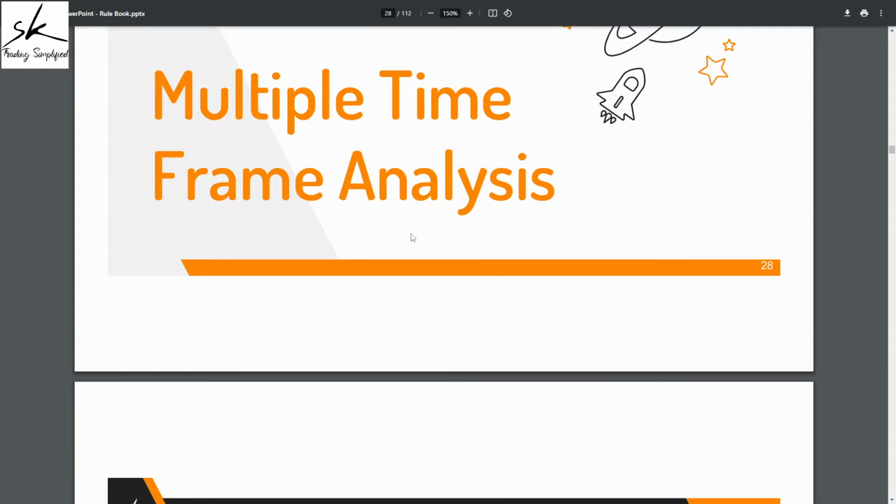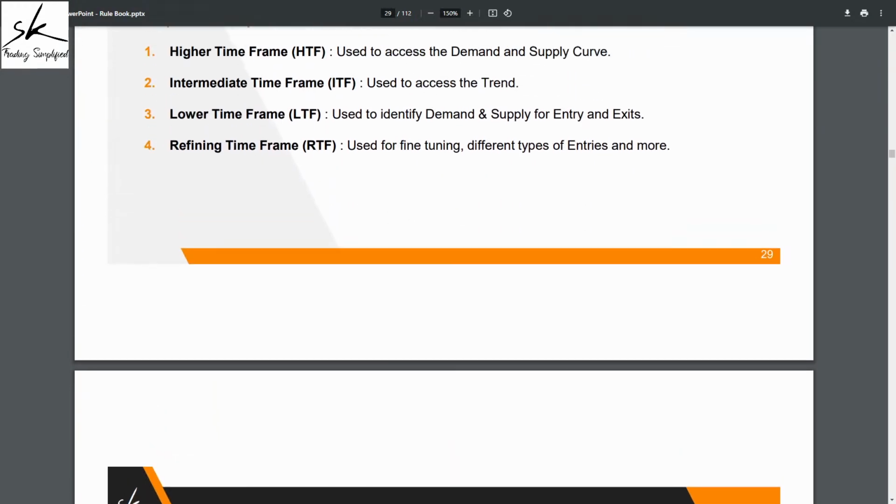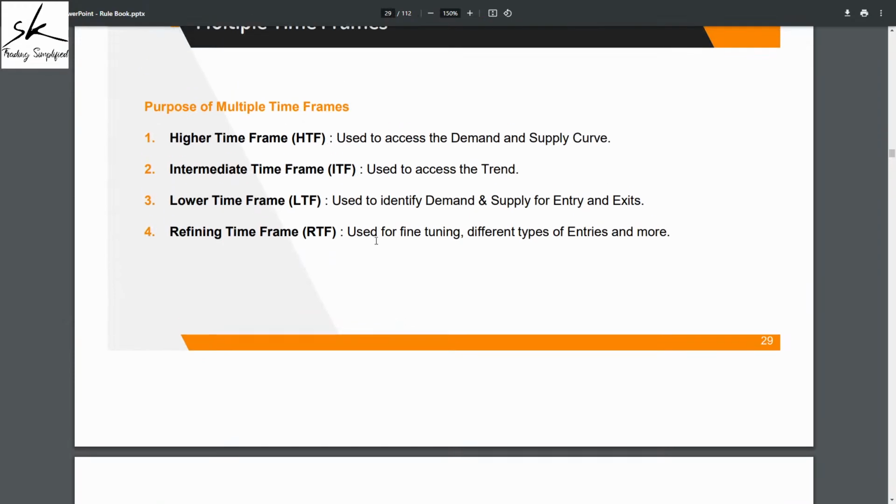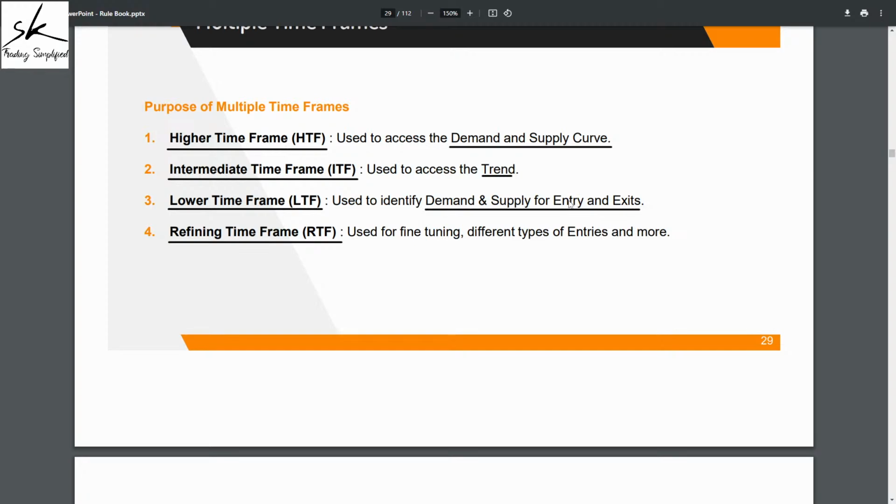So what are the multiple time frames that we use? We use a minimum of 4 different time frames, and we call them the higher time frame HTF, intermediate time frame ITF, lower time frame LTF, and the refining time frame RTF. Higher time frame is used for demand supply curve analysis. Intermediate is used for trend analysis. On the lower time frame, we identify areas of demand and supply for our entries and exits.